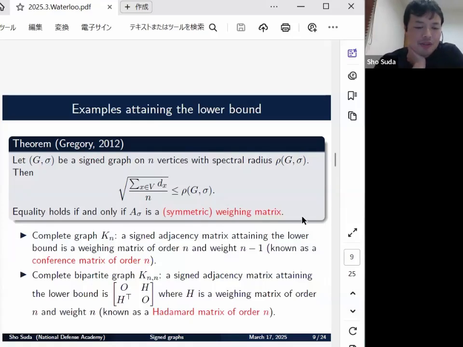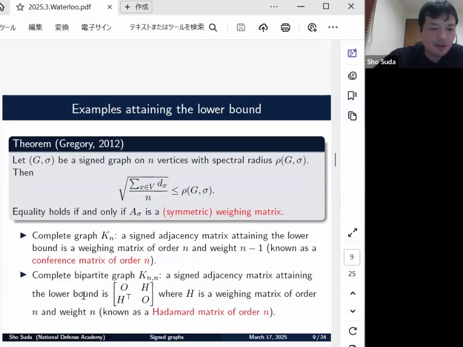And I want to show some examples attaining the bound. For example, for the complete graph K_n, the optimal signing, meaning the signed adjacency matrix attaining this lower bound, is just a Wang matrix of order n and weight n minus 1. This object is also known as the conference matrix. This is also a very famous object in design theory.